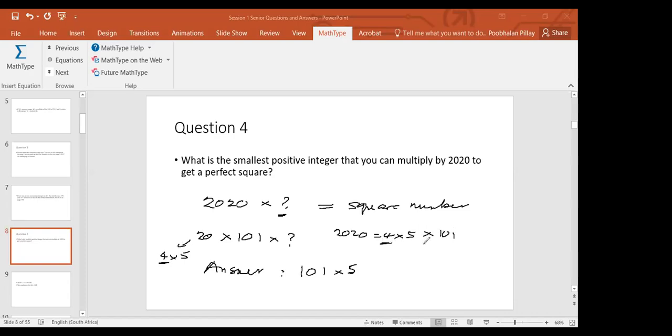This is already a perfect square. So the smallest number you need to multiply it by, you have to multiply by the 5 to make that a square and multiply by 101 to make that a square. So the smallest number that you're looking for is 505. Okay, that's the answer to that question.